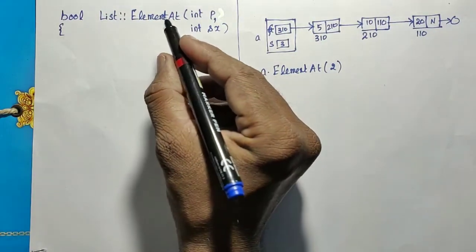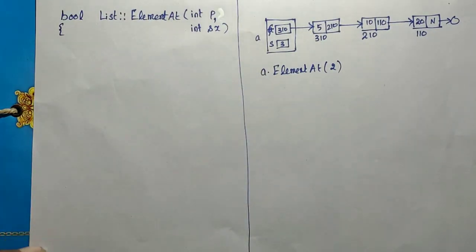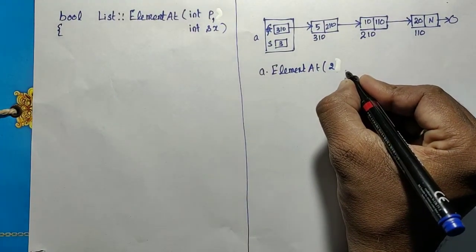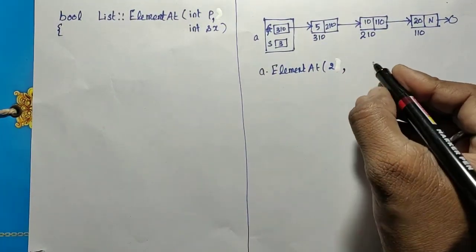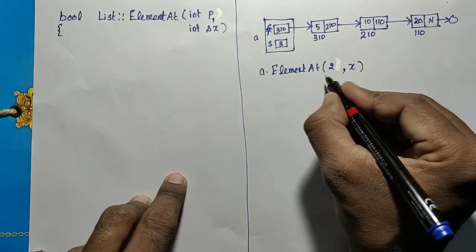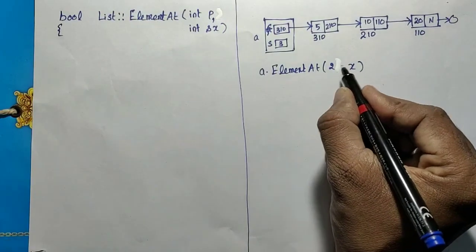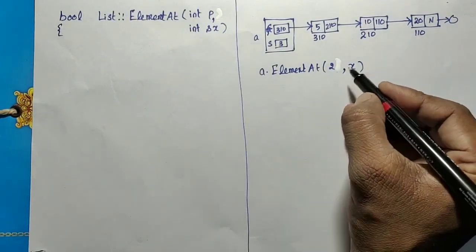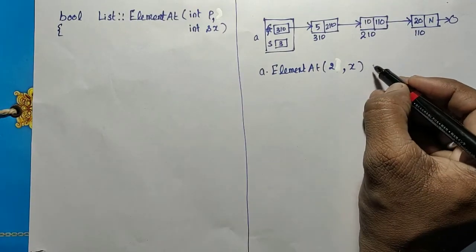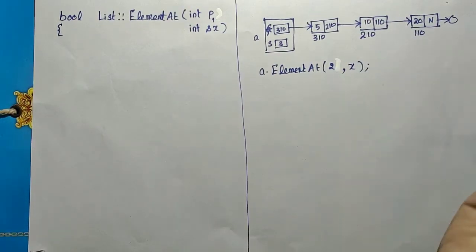So we have to call a dot element at 2 comma, and pass a variable x. Like this we call a dot element at. So 2 is the position and x is the output variable, so that after calling it will return true and x will receive 10. Now let us start writing the code for it.